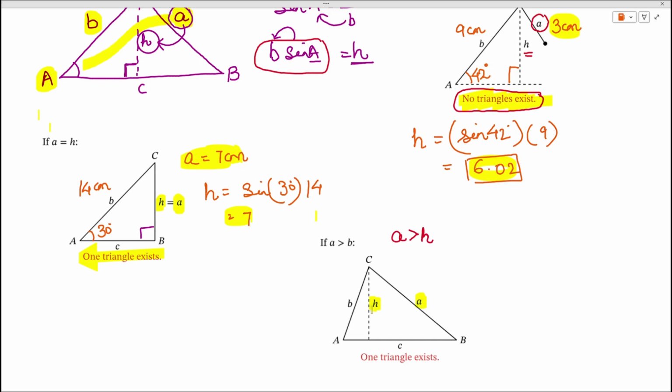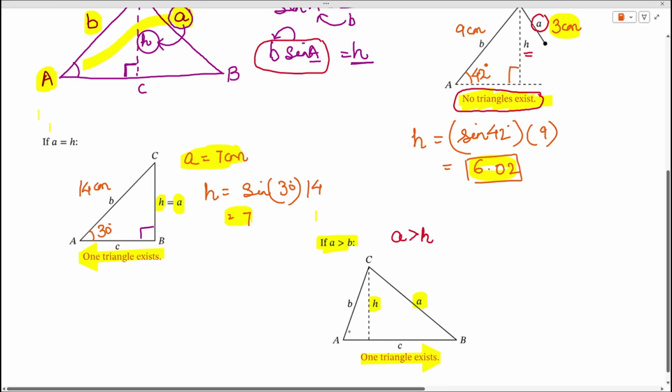So once the height is smaller than the side, which is A, then we need to compare A and B. If A is longer than B also, then there is one triangle existing. But if A is shorter than B, then there are two triangles possible. So let us look into both the situations one by one.